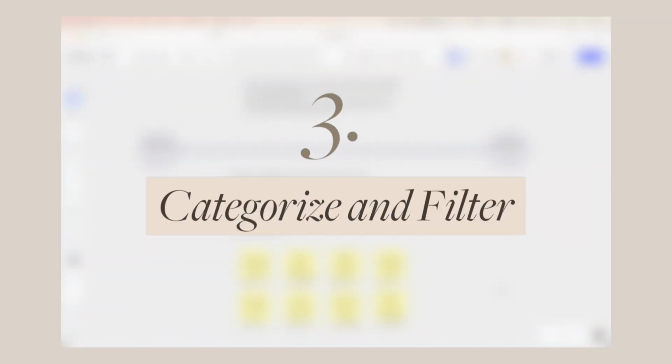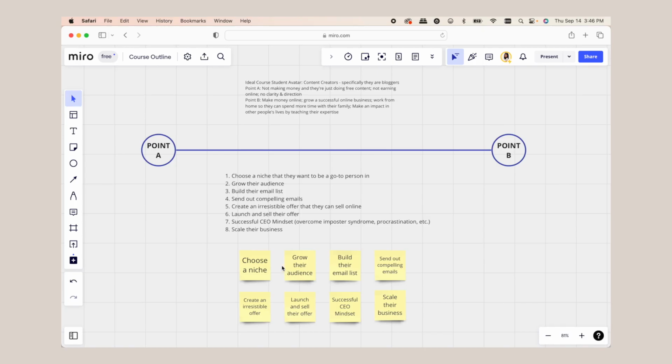All right, so the last step in creating your course outline is to categorize and filter. What do I mean by this? When it comes to creating your course outline, maybe you felt it was so hard to brain dump 5 to 10 steps, so you were able to brain dump 15 steps. Now is the time for you to categorize if some of those steps can actually be in one module.